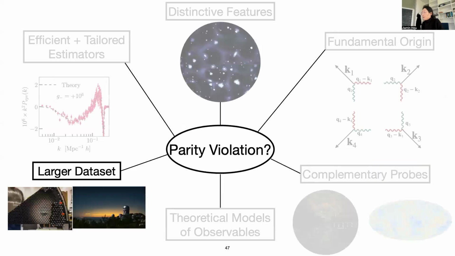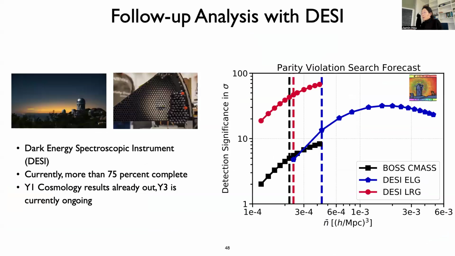Finally, I want to move to the data, and in particular, larger and independent data sets. Ongoing and upcoming galaxy surveys, such as DESI and Euclid, are ideal for cross-checking the measurement from BOSS. In particular, with increasing volume and improved statistical precision, we can relax the requirement on the accuracy of the covariance matrix calculation. Here I use DESI, the Dark Energy Spectroscopic Instrument, as one example.